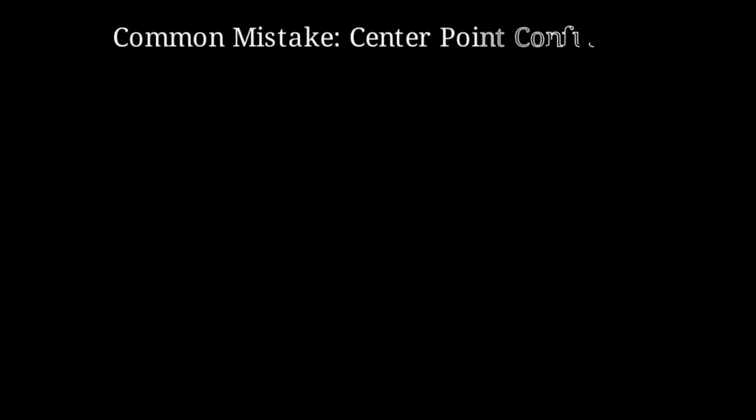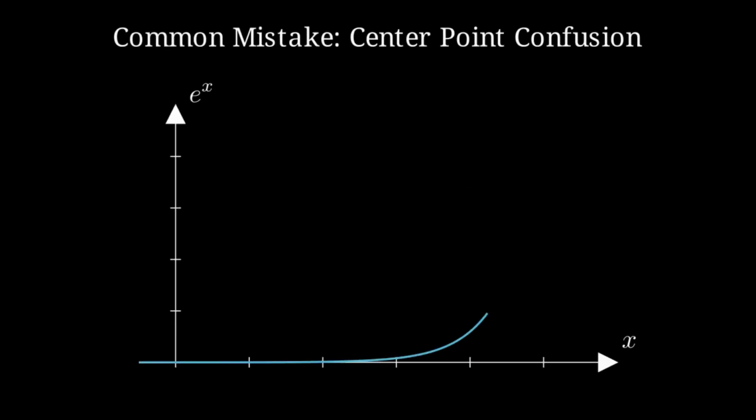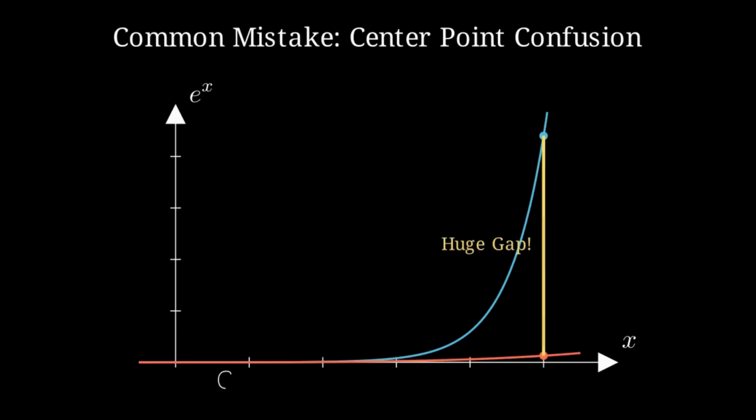Another pitfall is using a series centered at 0 to estimate a value very far away, like e to the 10th, with too few terms. While it will eventually converge, it is inefficient. For values far from 0, it is better to recenter the Taylor series closer to your target value.